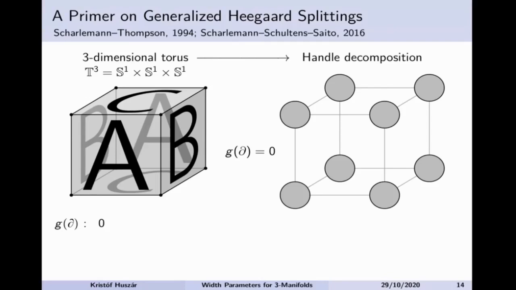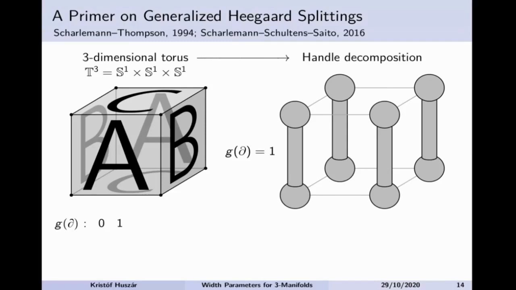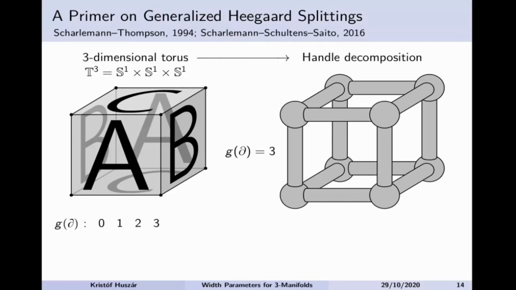I would also like to keep track of the genus of the boundary surface during this procedure of building up the torus from handles. So of course, if you take a single ball, then the boundary of this is just a sphere which has genus zero, right? So now we attach the first one-handle. That increases the genus by one. Then we take another one-handle, which increases the genus also by one, and another one. At this point, we face a handlebody of genus three.